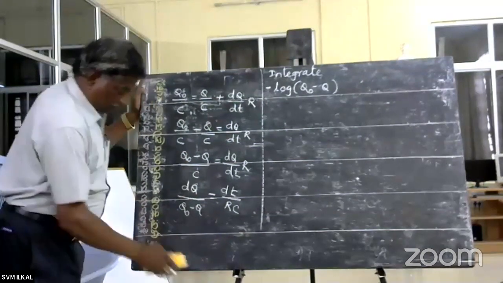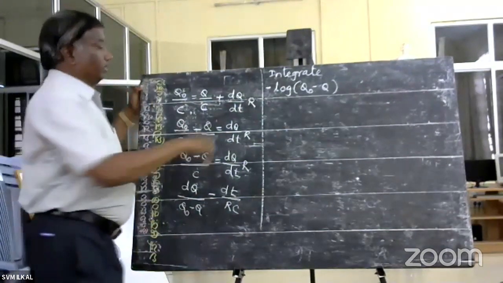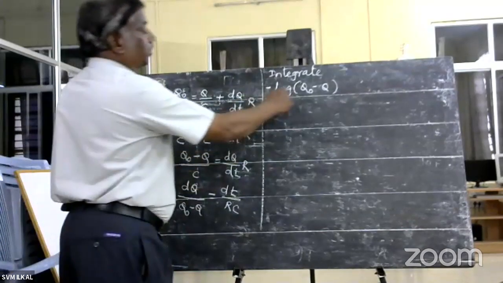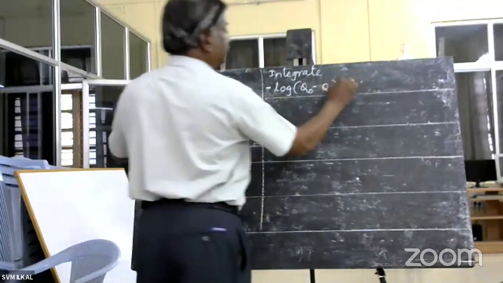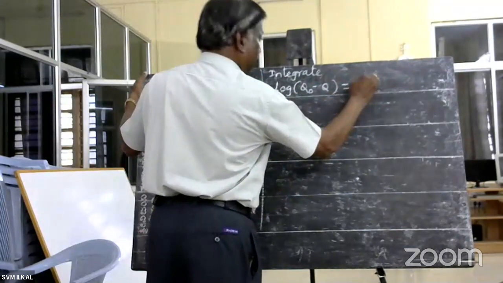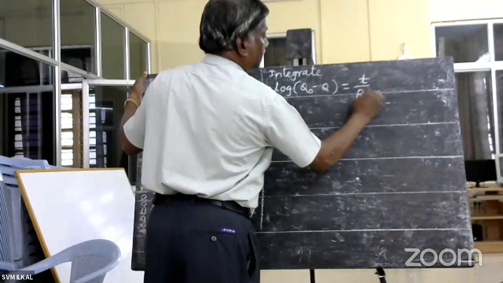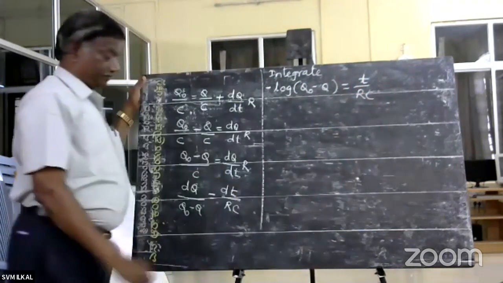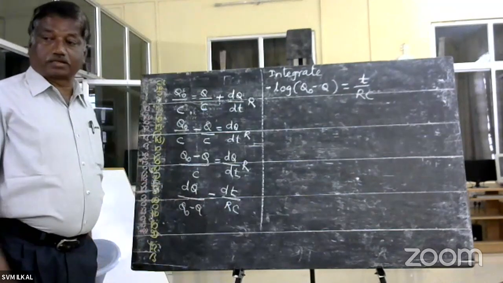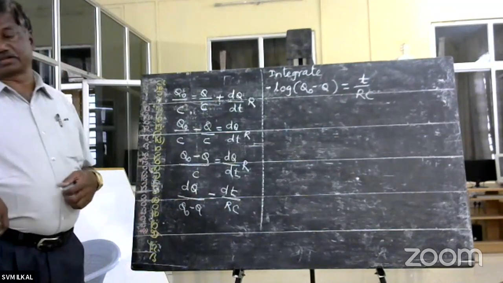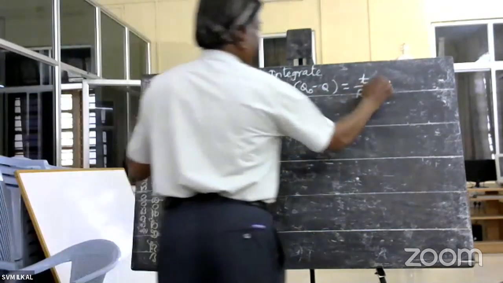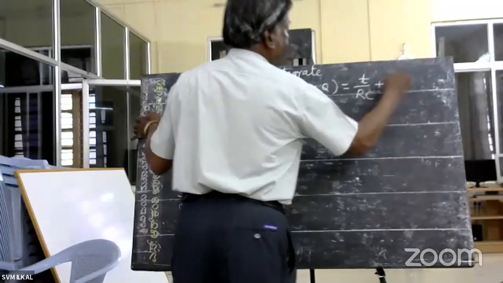Therefore, the equation you can write now after taking the integration of this term: minus log of Q naught minus Q is equal to the integration of dt, which is t by RC, as a constant. Okay, R is a constant, C is a constant, because the value of the capacitor and resistance will not change in the circuit. Plus an integration constant.